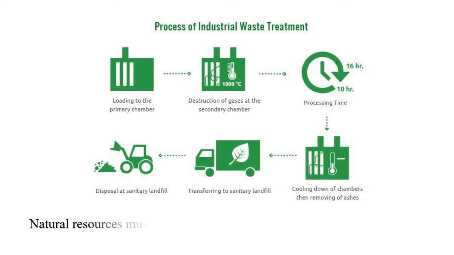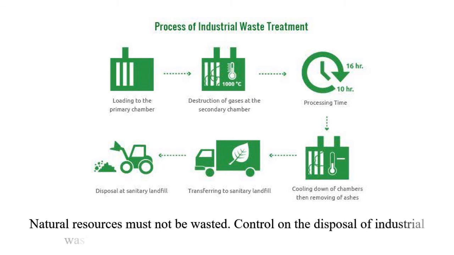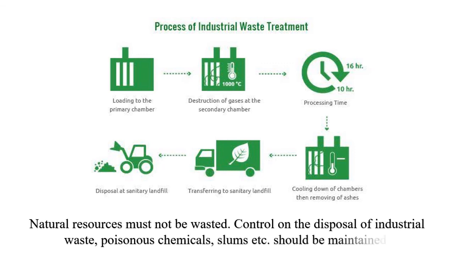The process of industrial waste treatment you can see here. So the natural resources must not be wasted. Control on the disposal of industrial waste, poisonous chemicals and slums, etc. should be maintained. That means the industrial waste should be processed properly. The poisonous chemicals should be done away with without endangering the environment. The slums should be maintained such that they don't destroy the environment. So basically natural resources must not be wasted.